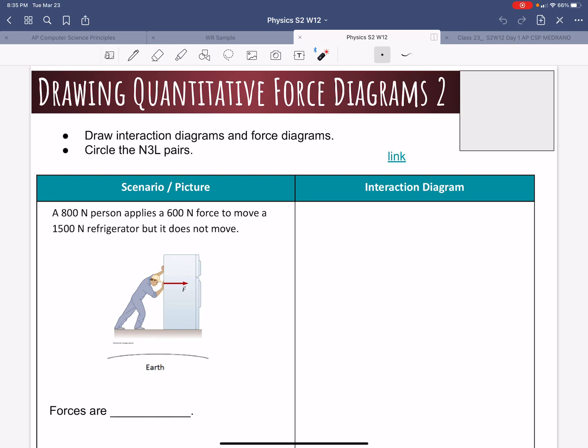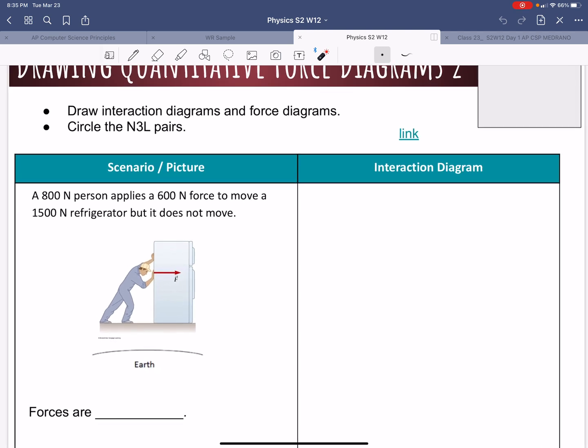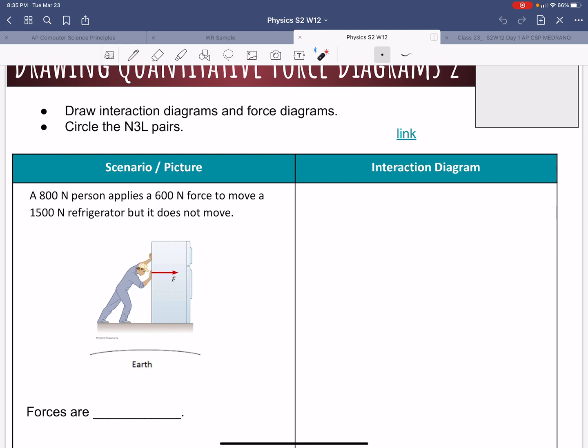So this is the drawing quantitative force diagrams 2 problem. And what we have here is an 800 Newton person applying a 600 Newton force to move a 1500 Newton refrigerator, but it does not move. So this right here is our hint that it is at rest, which means that our forces are balanced.